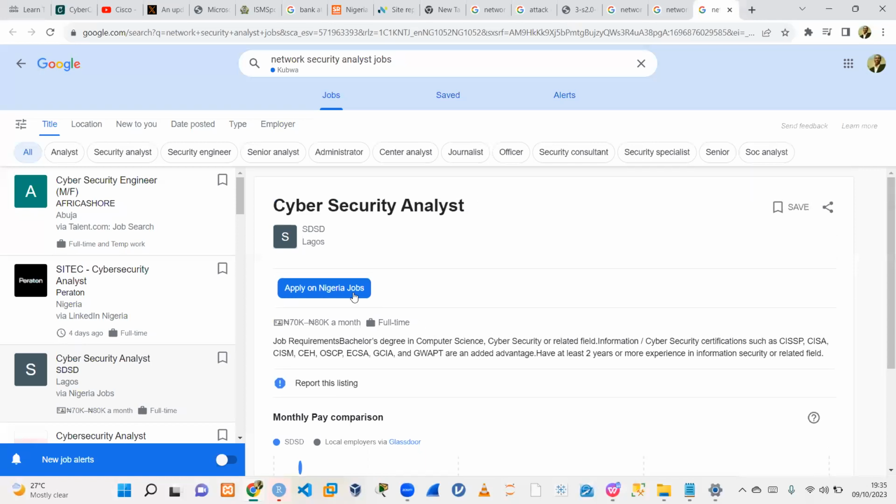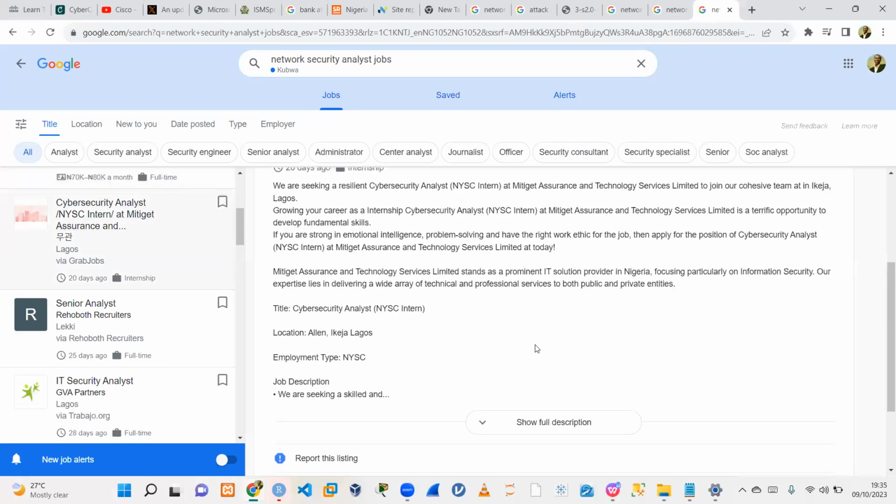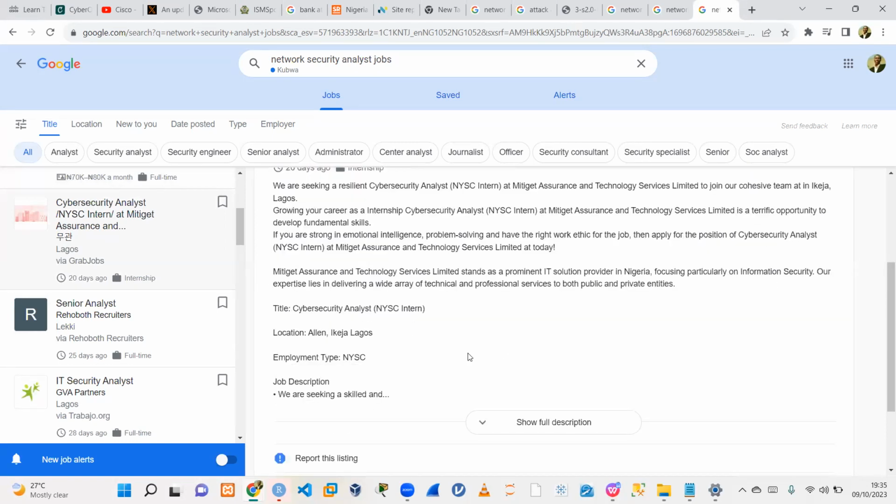Okay, cybersecurity analyst, Lagos. Job requirements: bachelor's in computer science or cybersecurity related field. Cybersecurity certifications such as CISSP, CISA, CISM, CEH, OSCP, ECSA, GCIA, GWAPT are an added advantage. Have at least 2 years or more experience in the information security field. Any other information? No. Let's check one more. Cybersecurity intern. Looking for a cybersecurity intern at Midgent Assurance, Ikeja.